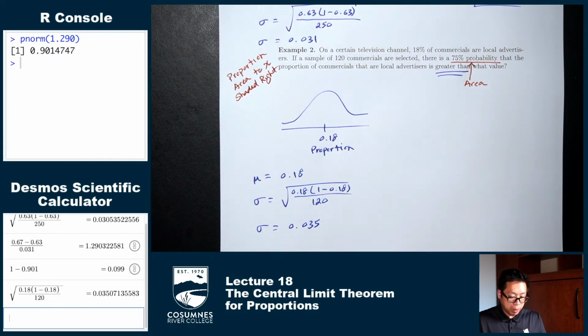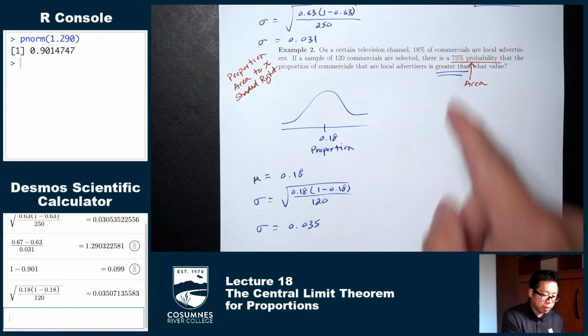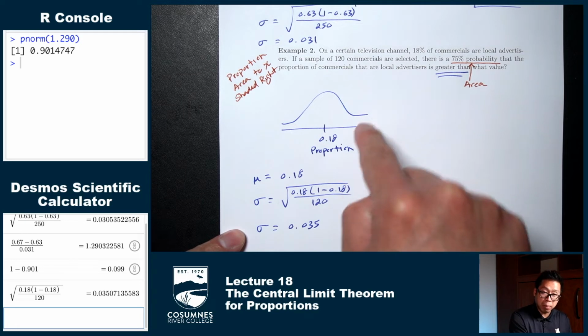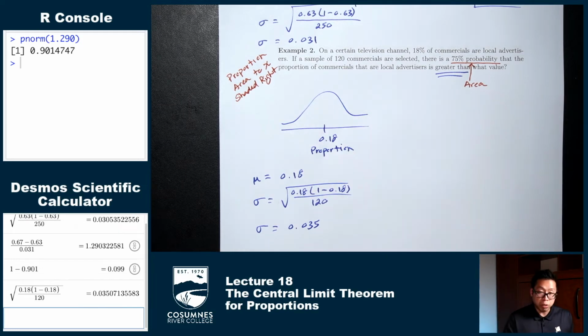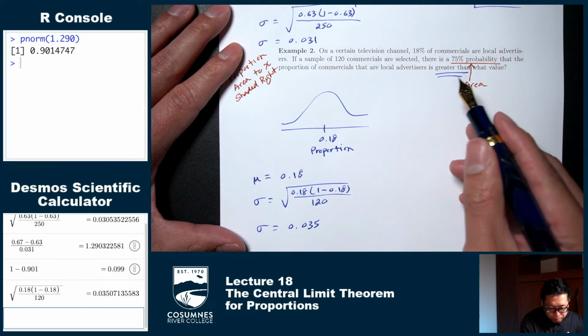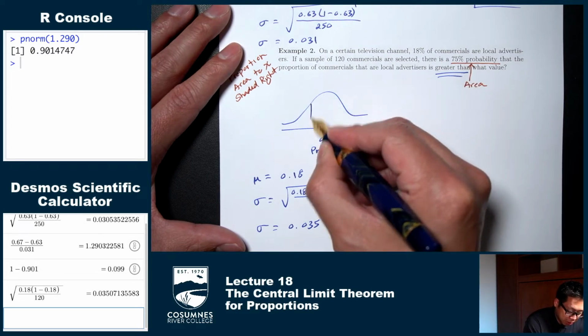And let me draw the rest of the picture. Okay, so I need to put this 75% on my picture. That's an area, so that doesn't go on the x-axis. That's going to go up top here. And we said it was shaded to the right. Okay, so I want 75% to the right, so that's actually going to go over here.